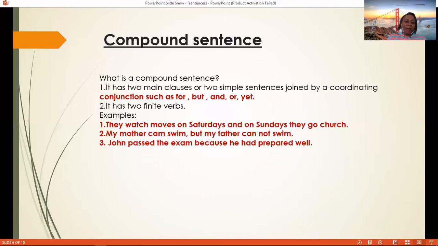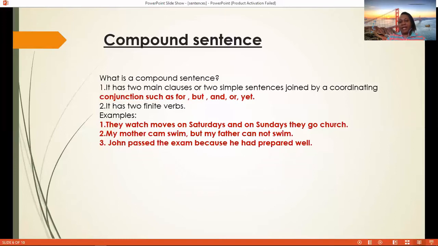Then we look at our third example. John passed the exam because he had prepared well. John passed the exam, one clause. He had prepared well, another clause. And put together or joined together by the coordinating conjunction because, then giving us a compound sentence.